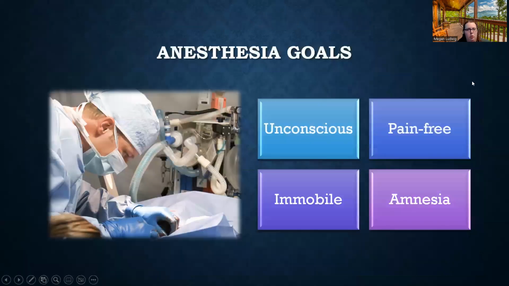All right, so anesthesia goals. What are the main goals of anesthesia? What are we trying to accomplish with the patient going under anesthesia? These four things, and we kind of talked about what some of those terms meant. We want the patient to remain unconscious. We're assuming this is basically general anesthesia here. We want them to be pain-free, immobile, and we want them to have amnesia or have that amnestic effect. We don't want them to recall anything.